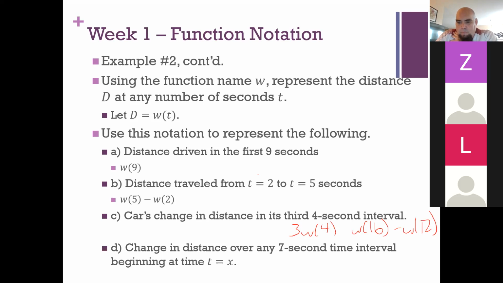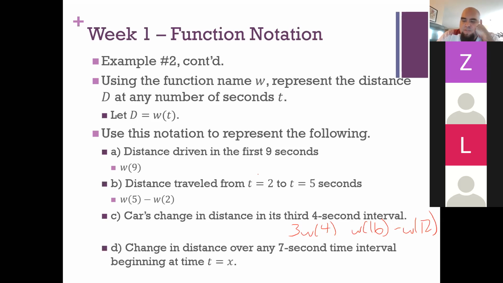So wouldn't W of 16 minus W of 12 be possibly the timestamp from 16 seconds beginning? I mean, that should be a little more different than 3 times W of 4, right? Yeah, so these two things are definitely different from each other.